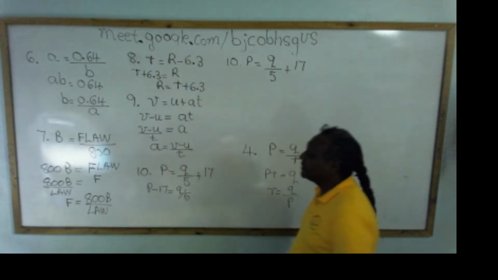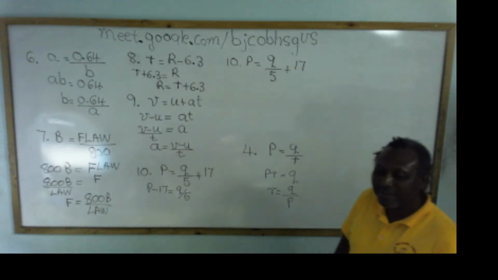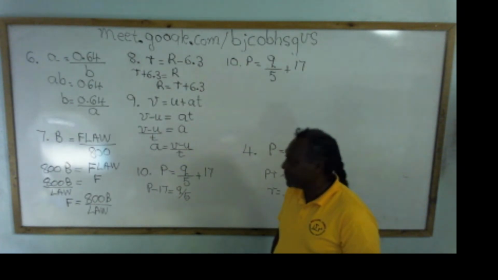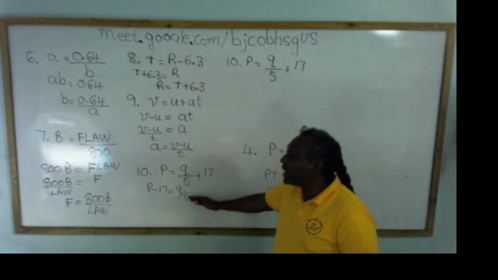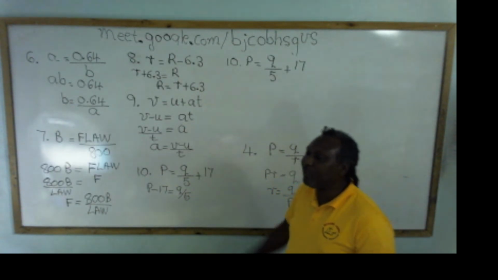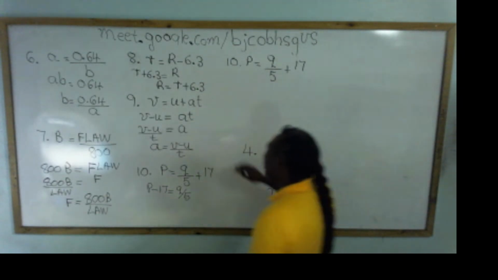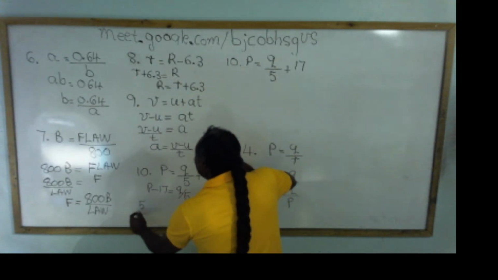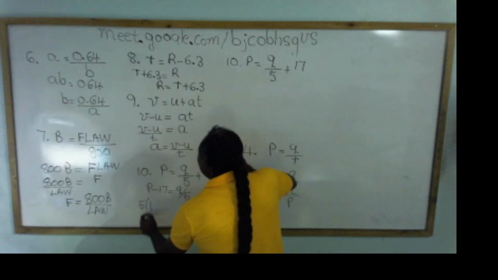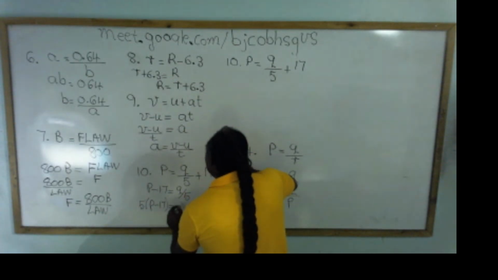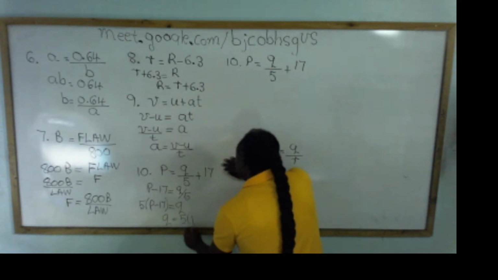Then later on, we will multiply by 5. Because we are dividing by 5, we will eliminate this 5 by multiplication. We will multiply both sides by 5, and what do we have? 5 multiplied by all of P minus 17, and that is equal to Q. And we finish up by saying Q is equal to 5 multiplied by all of P minus 17.